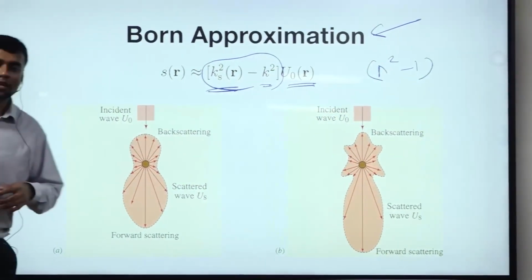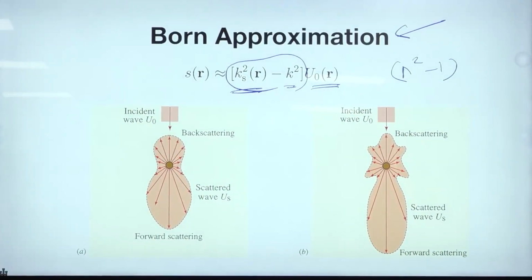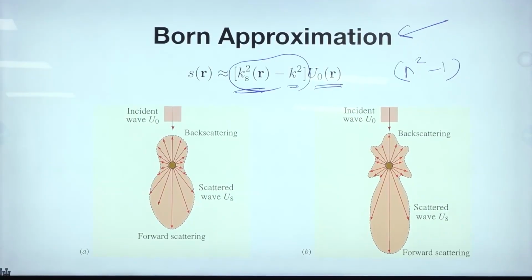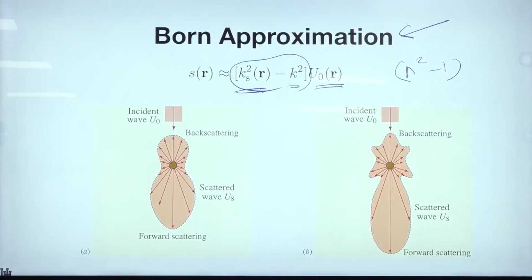Later on we'll see optical coherence tomography, which uses the Born approximation to build imaging systems where you assume one scattering event, and it happens to be a very good approximation for a lot of situations.